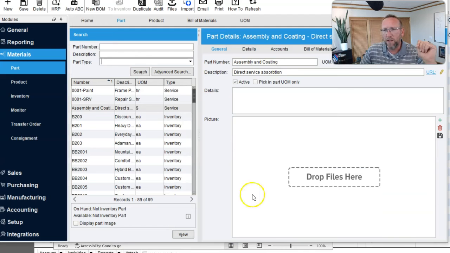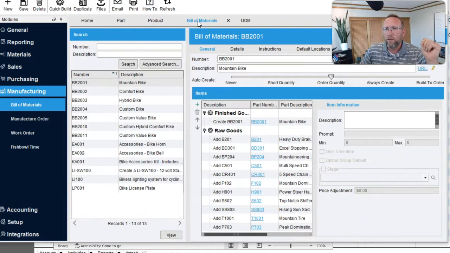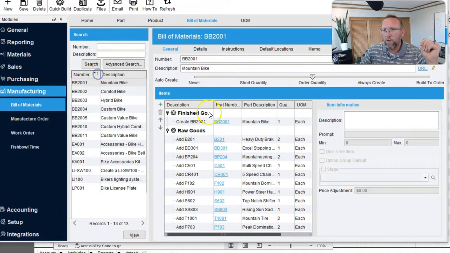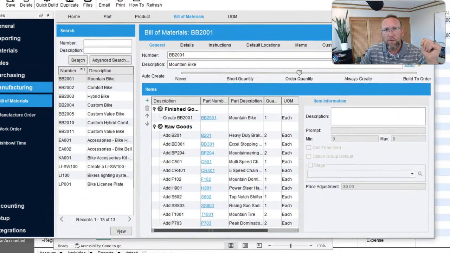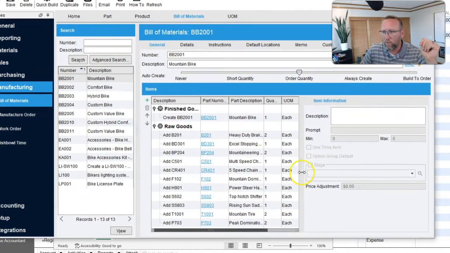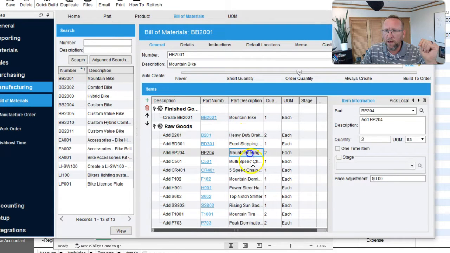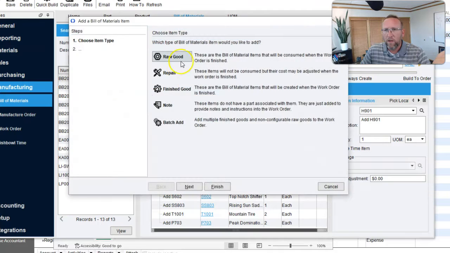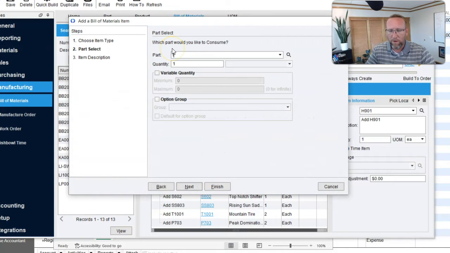On the Fishbowl side, it looks like this. You've got your bill of material. This example that I pulled up is the bike example. You've probably seen this before. And some of these might be sub-assemblies. But regardless, along with the rest of these items, you would add a labor and type in how long you think it would take to make one of these items.